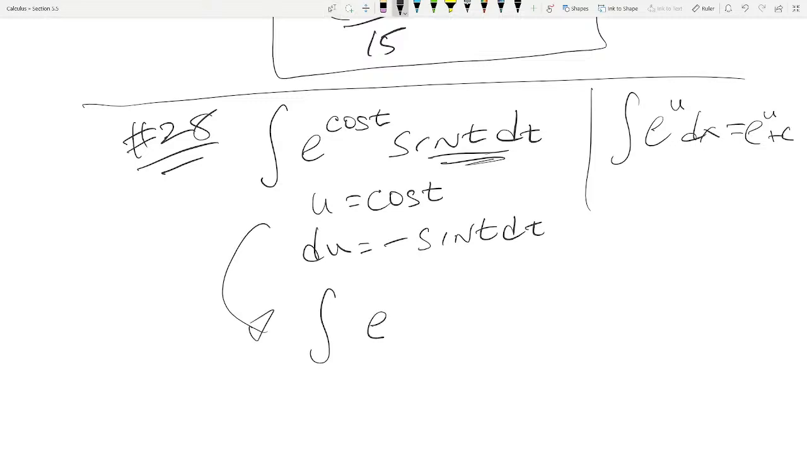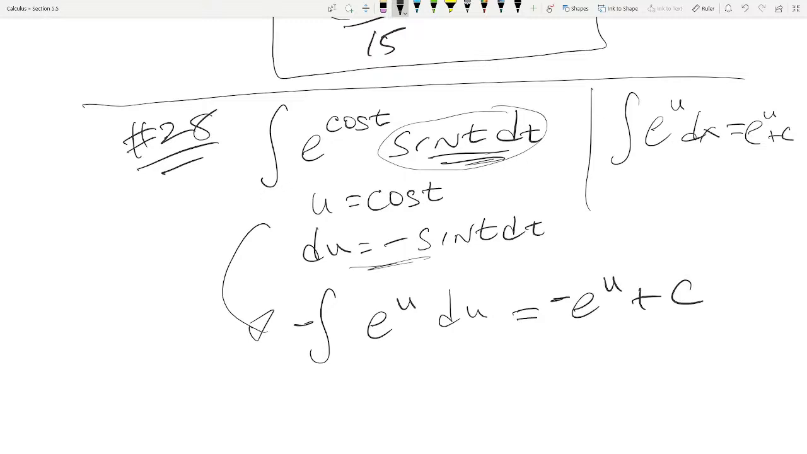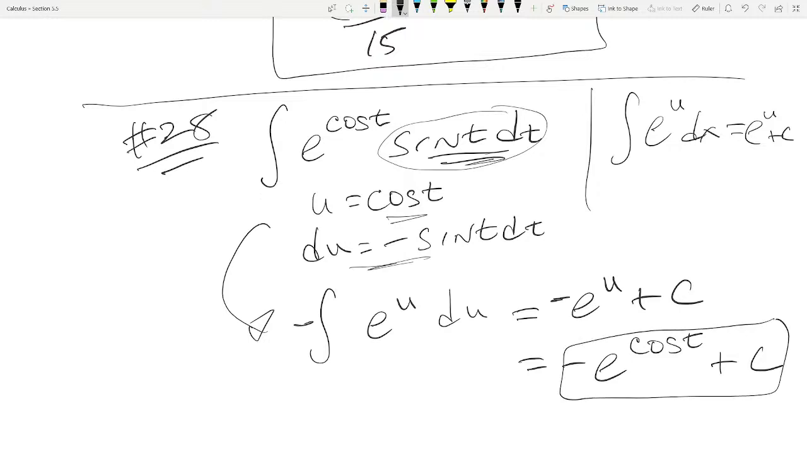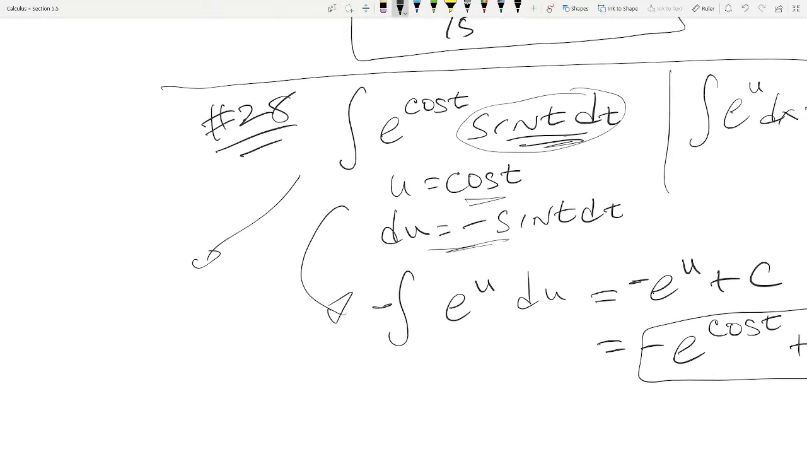When I substitute, I get e to the u, and then the sine t dt, this part here, is negative du from right here. So I get e to the u plus c, minus there, and then put back the cosine t for u, minus e to the cosine t plus c. This is a good one to try to just do in your head.